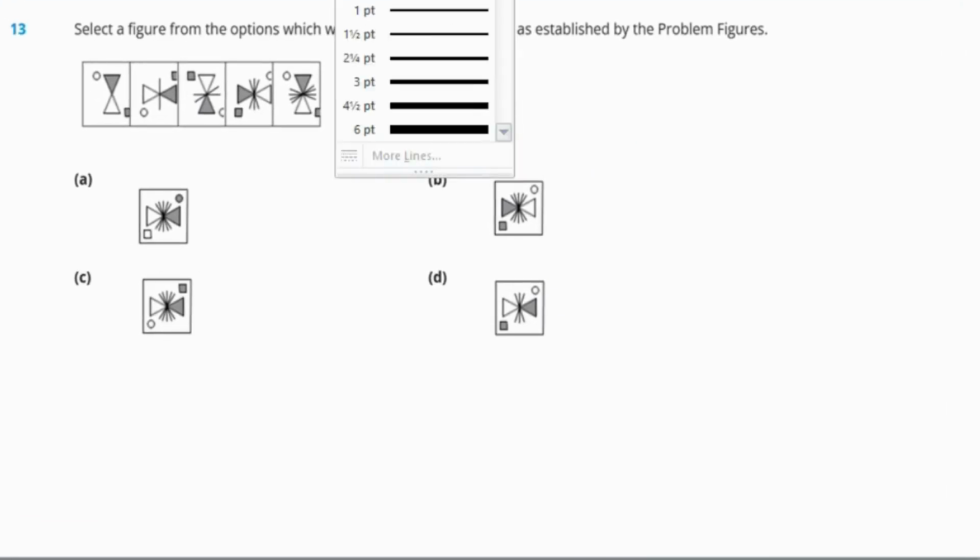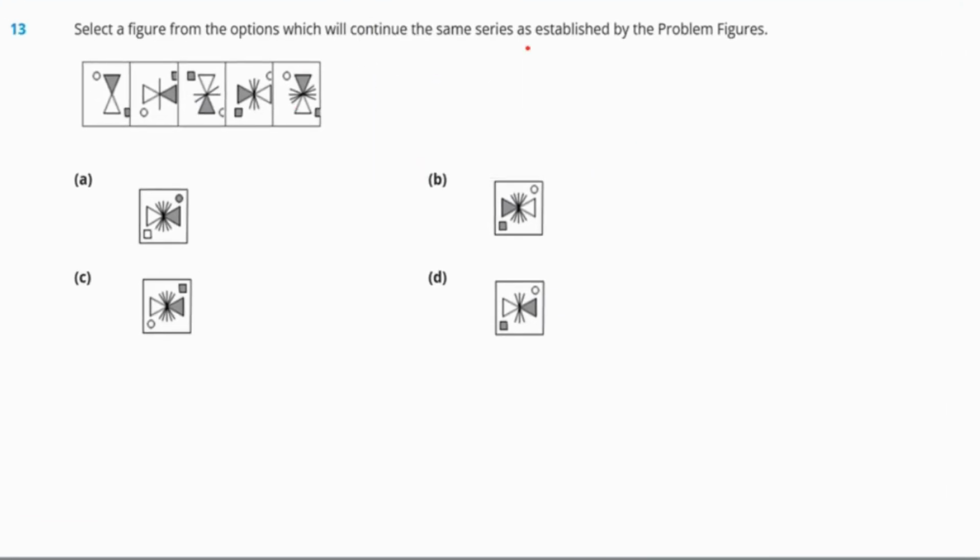Now next, select a figure from the option which will continue the same series. If we go through the series carefully and look at the pattern, how the pattern is going on, what is the pattern which is going to be followed, we can say that in each step the center part is rotating. The figure is rotating 90 degrees in a clockwise direction only.